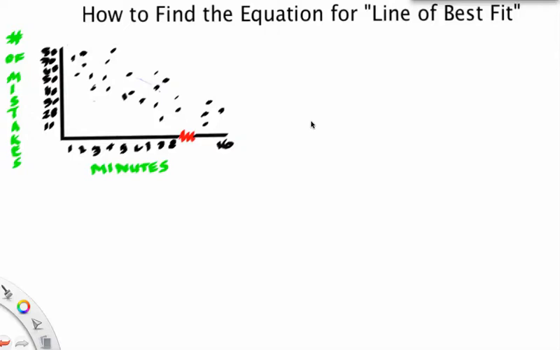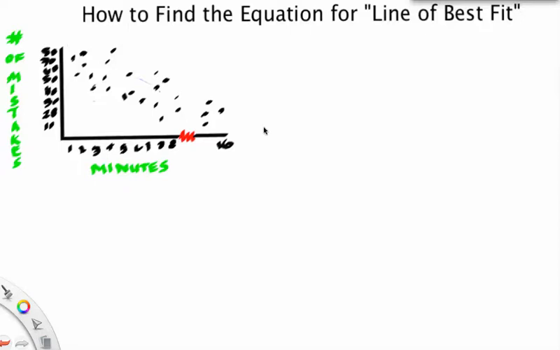Alright, for those of you guys smart enough to find your way to this video, it's going to help you find the equation for the line of best fit. We can see here on this scatter plot that it could be representative of, I guess you could say, mistakes made on a math test.